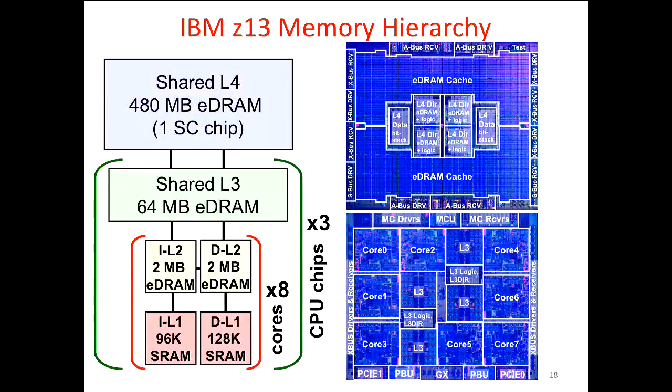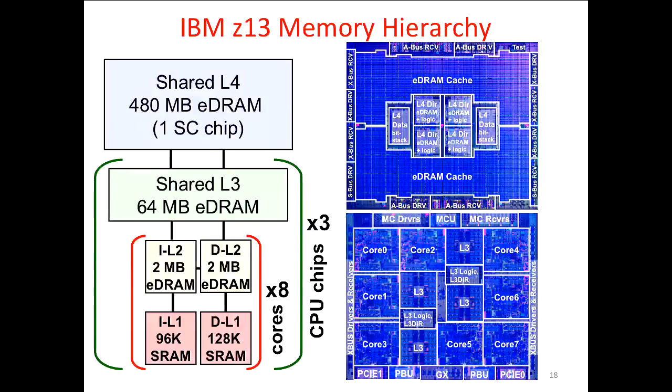The next level out is a shared L3 cache. Shared means there are 8 cores on this chip. There are 8 independent processors on the chip that run in parallel. They each have their own independent level 1 and level 2, but they share this large level 3 on the chip. And that level 3 is 64 megabytes of cache on the chip.